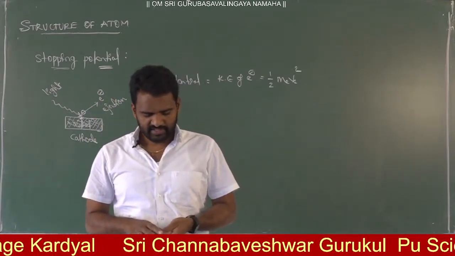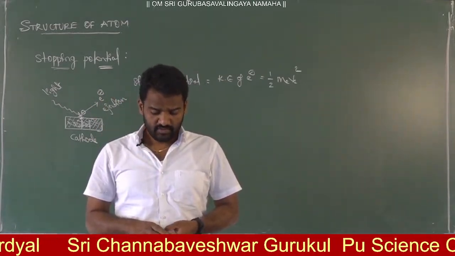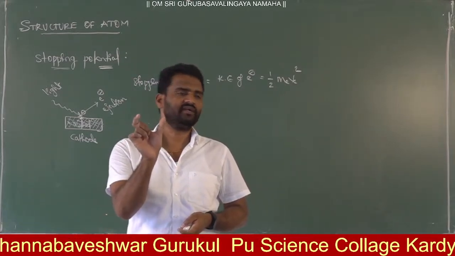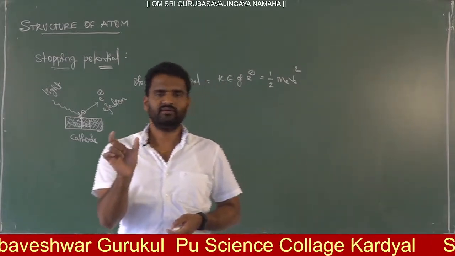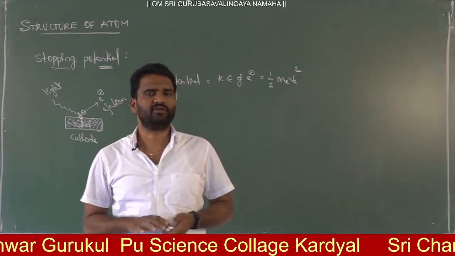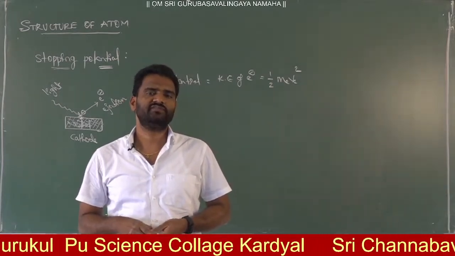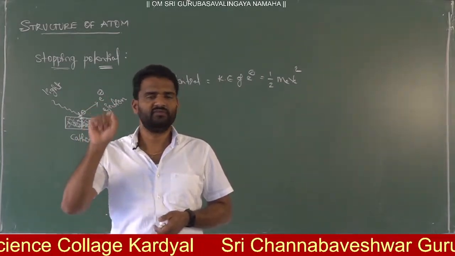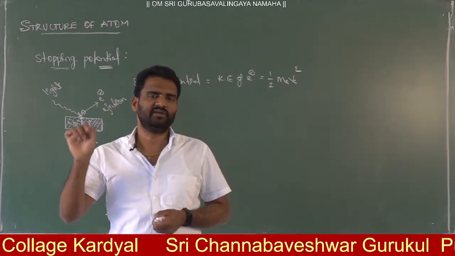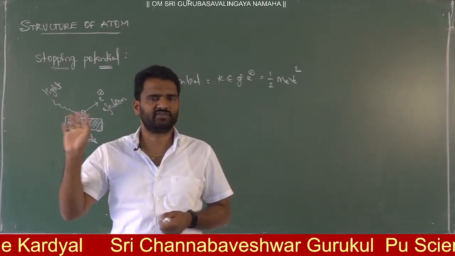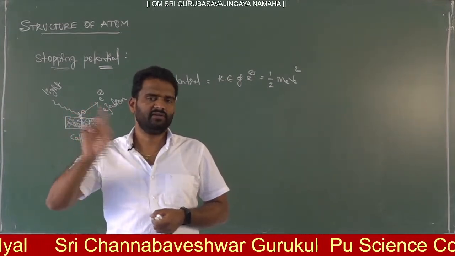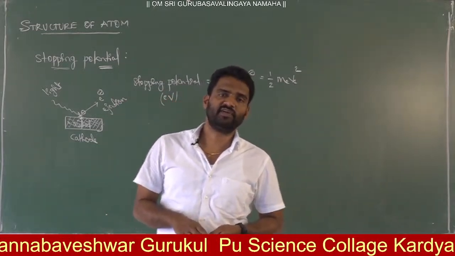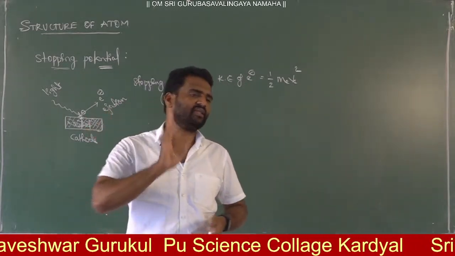Next, wave number. What is the wave number? The number of waves present in 1 centimeter distance is said to be the wave number of that particular electromagnetic radiation. Wave number is equal to 1 by lambda, that is 1 by wavelength. So its units are centimeter inverse, meter inverse, angstrom inverse. Wave number is directly proportional to energy.